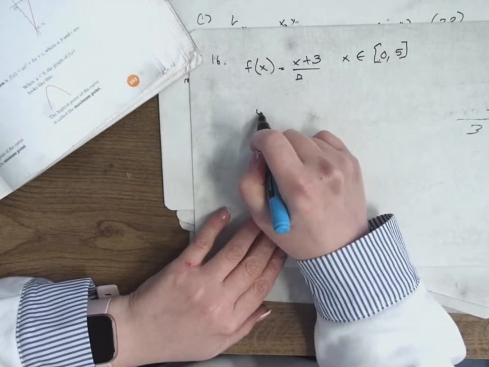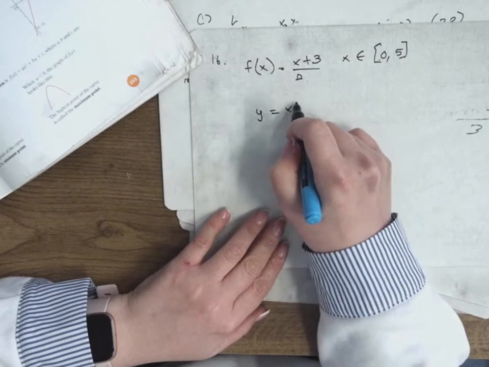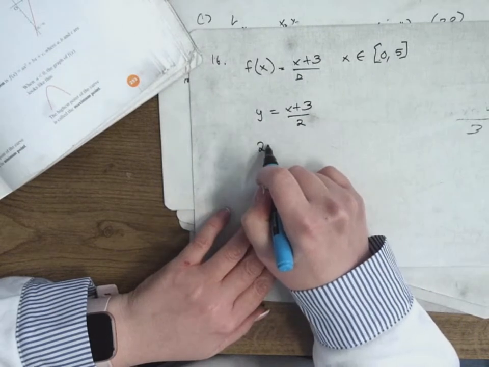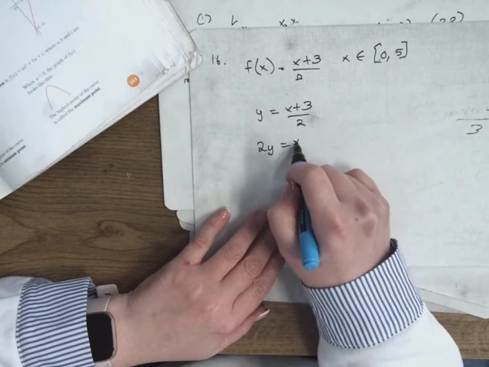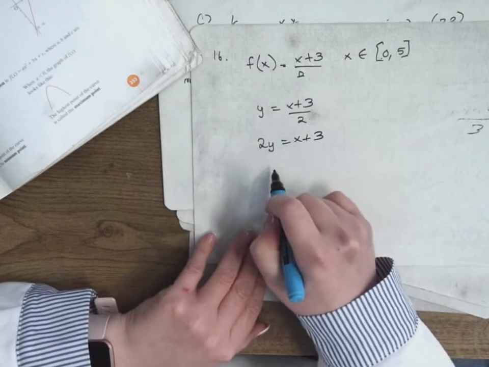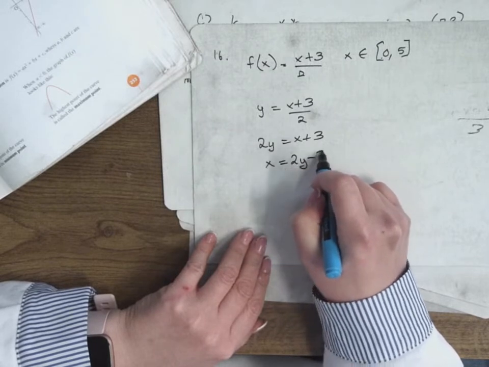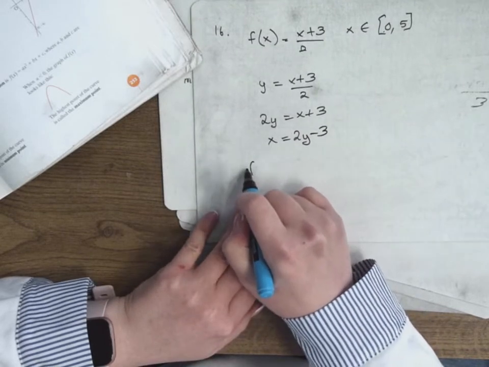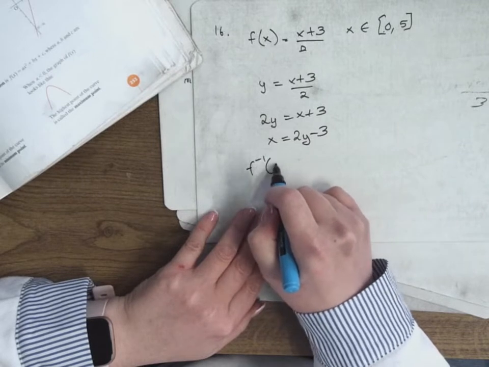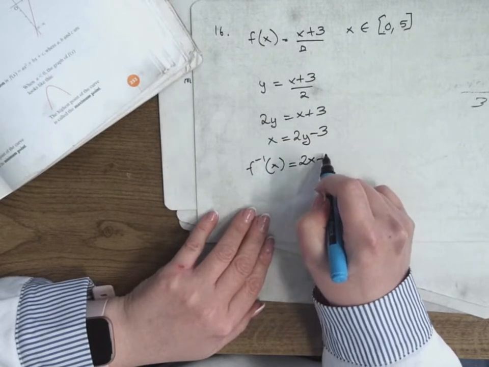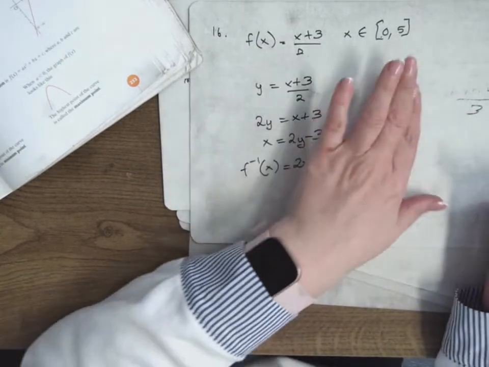So this is y equals x plus 3 over 2. Cross multiply: 2y equals x plus 3. x equals 2y minus 3. Replace the x with f inverse of x and turn the y back into an x, so it's 2x minus 3. Is that okay? First bit.